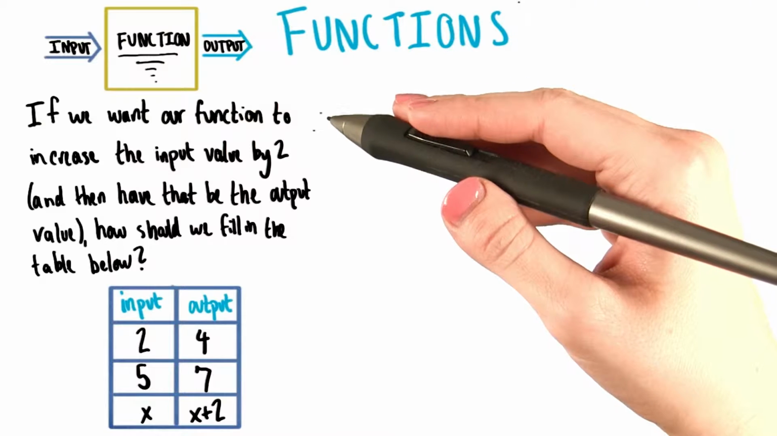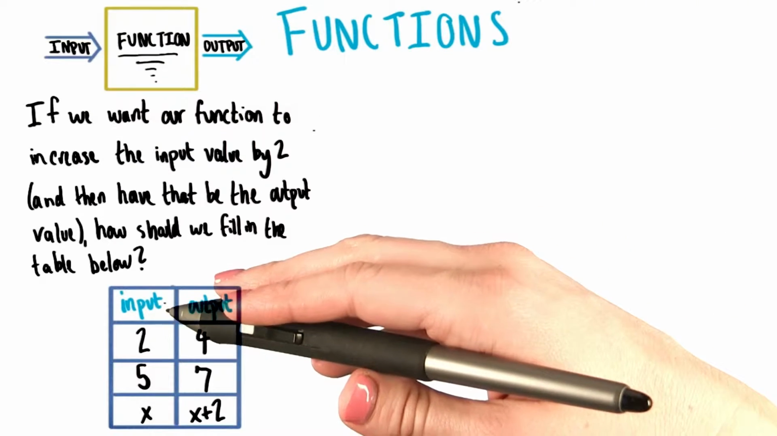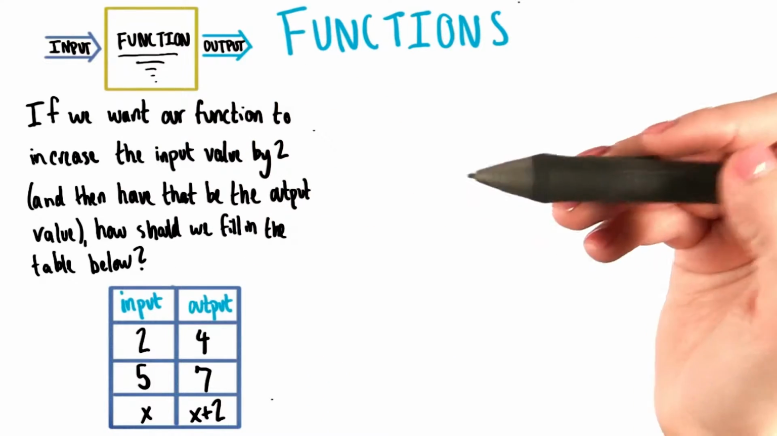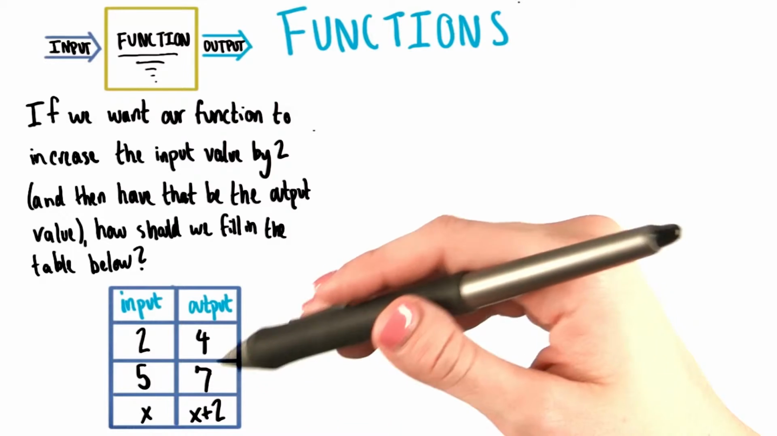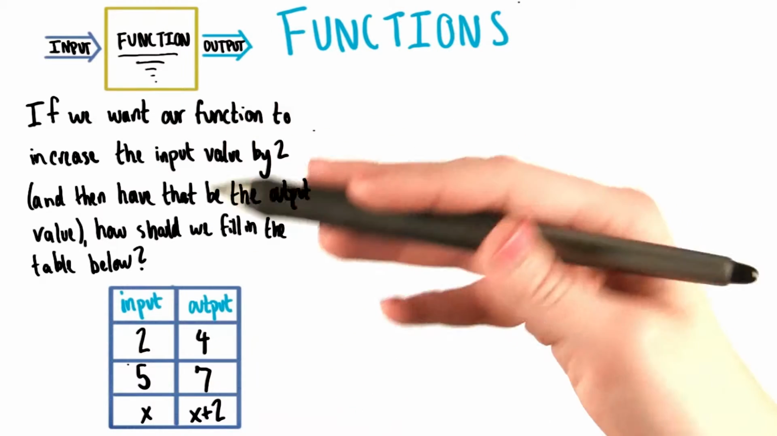We just said that if we want to make a general statement about what the output would be based on a general input for this function, if the input was x, then the output would have to be x plus 2, since the function of our function is to increase all input values by 2.